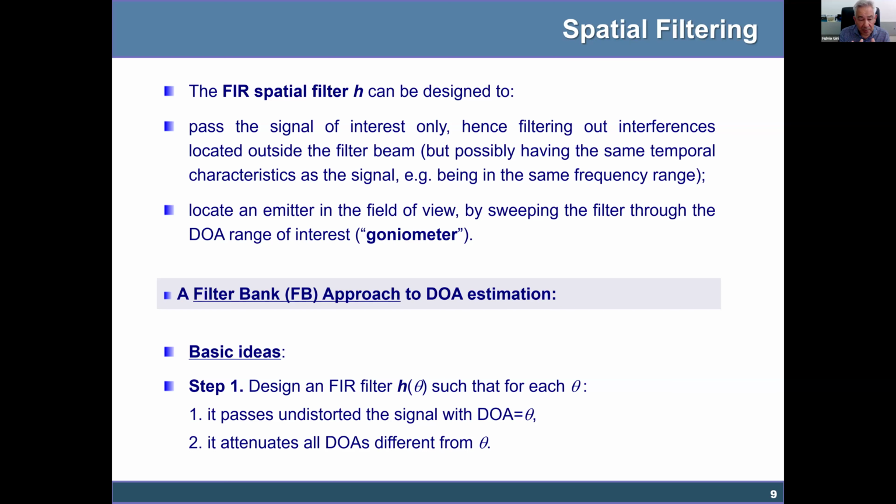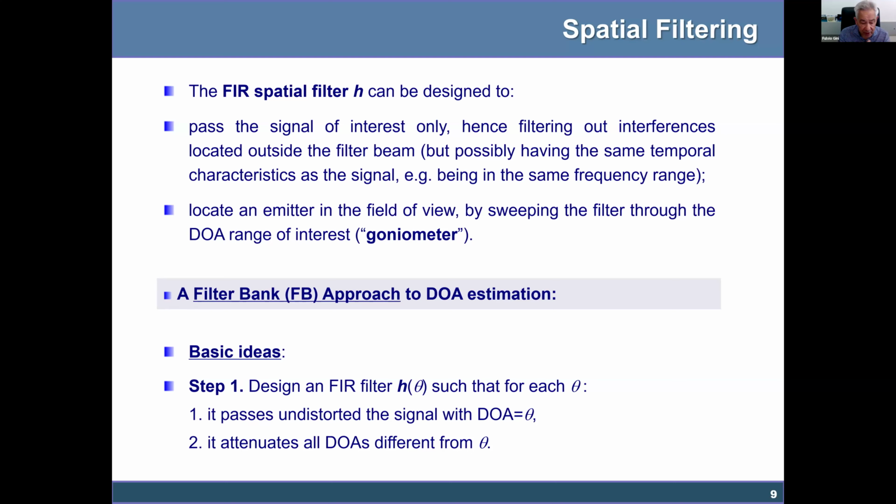And I repeat, you may have interference that occupies the same frequency range as the signal of interest. In that case, you cannot separate signal from interference based on temporal processing. So you have to separate them in a different domain. So if they come from different angles, you can separate them through spatial processing, so through beamforming. Beamforming is synonymous with spatial processing.